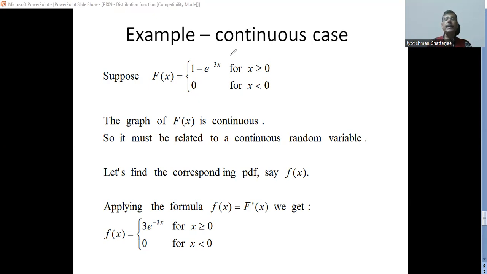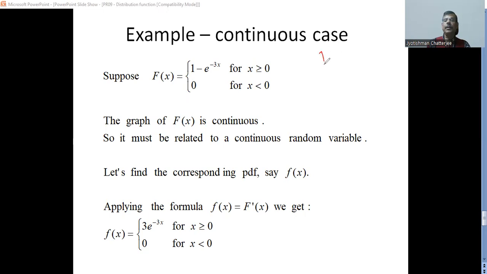Now let us take an example of a continuous case. I shouldn't say continuous case at the very outset. We are taking another example like this, and let's identify whether it is continuous or discrete. Capital F(x) is given by this formula: 1 minus e to the power minus 3x for x greater than or equal to 0, and 0 for x less than 0.